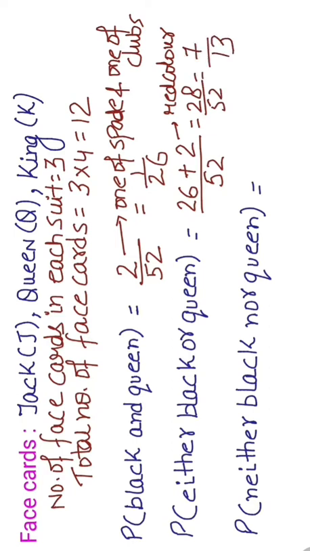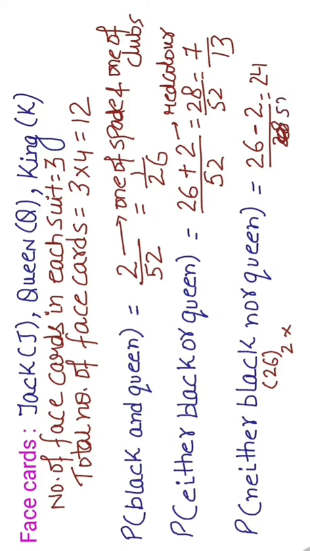Now neither black nor queen, that means the card should not be black and also it should not be a queen. So firstly remove 26 black cards, so remaining 26 red cards. In these 26 red cards, 2 queens are still remaining, which are of red color. So remove these 2 queens of red color. So total number of favorable outcomes will become 24, and possible outcomes are 52. So probability will be 6 by 13.